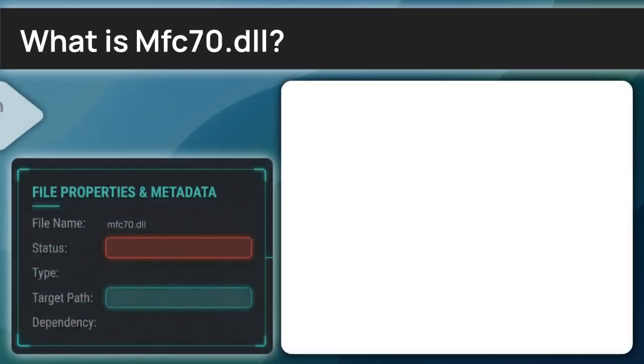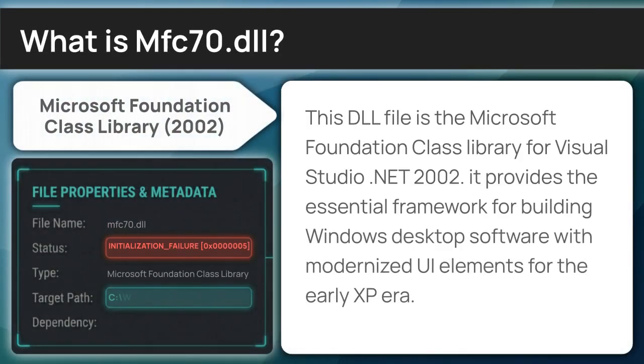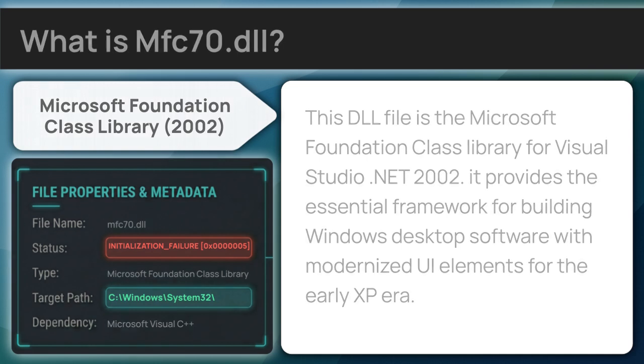This DLL file is the Microsoft Foundation class library for Visual Studio.NET 2002. It provides the essential framework for building Windows desktop software with modernized UI elements for the early XP era. Understanding the file's role is a great start. Now let's look at replacing it.